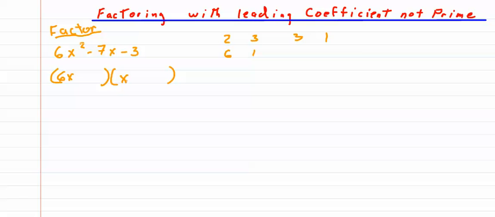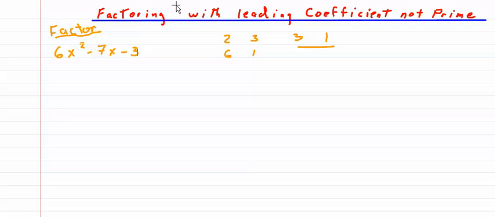So I could try 6x and 1, and then my only choices are 3 and 1. I can't use 3 here because then I would have a common factor. And if I put 3 here, when I did my double smiley face, I would have 18. Well, there's no way I'm going to get 7 when that's 18. So clearly, 6x and x is not going to work. So, let me just erase this.